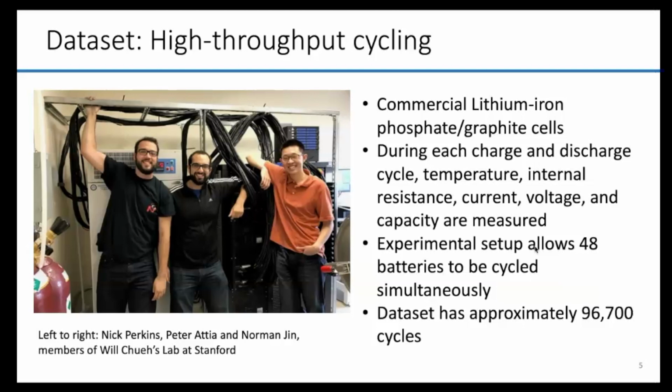The experimental setup is shown here on the left, and I think this is a good time to point out that I am not a material scientist by training, and all of the physical experiments that I'll talk about today were run by my collaborators pictured here. From left to right, this is Nick Perkins, Peter Atiyah, and Norman and Jin, who are current and former Chu lab at Stanford.